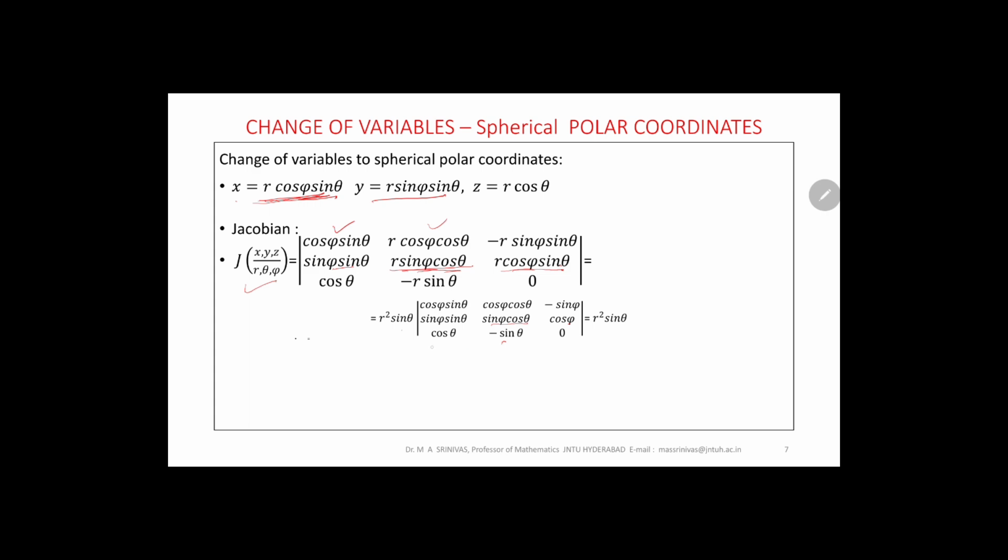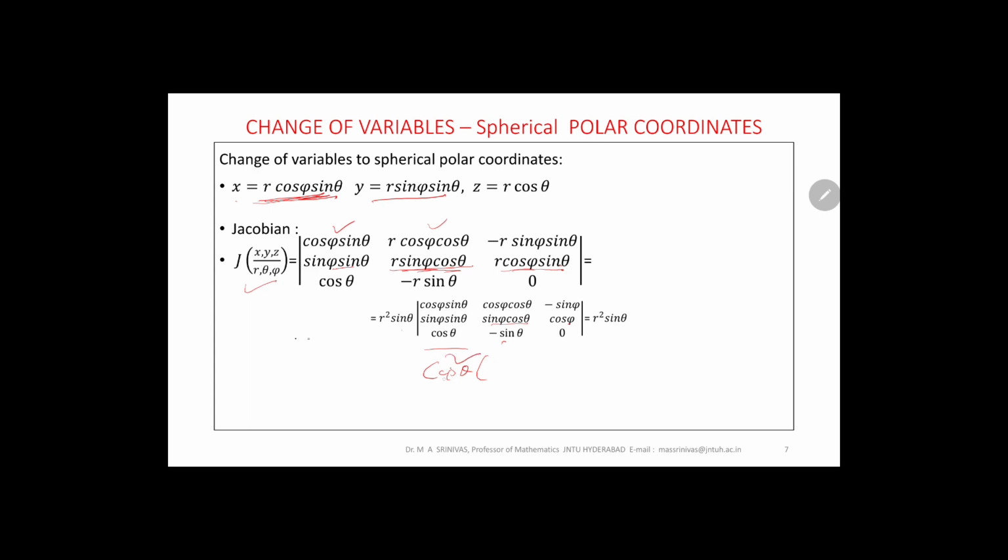So this is r, and this determinant I am expanding with respect to the last row: cos theta into, I'll remove this one and this minus this. If I multiply this, cos square phi cos theta plus sin square phi cos theta. So if I take cos theta common, cos square phi plus sin square phi, into cos theta. Therefore cos theta will remain.